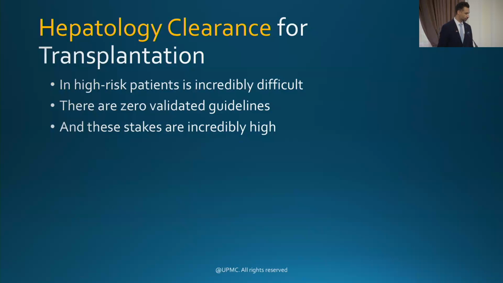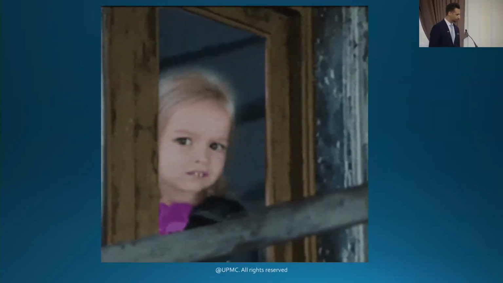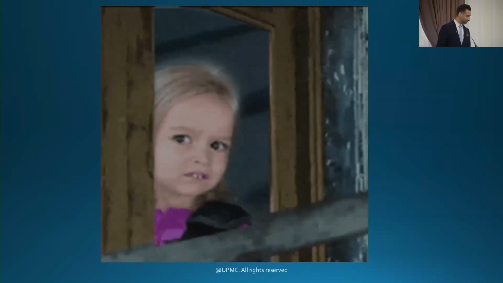I personally think this is the most difficult question we are asked as liver specialists. Data is limited. There are zero validated guidelines. There are differing opinions, and the stakes are obviously incredibly high. Nobody wants to be dealing with a failing liver following a heart transplant. This is the face I get every time I get asked by my cardiology or pulmonary colleagues to clear a patient for transplantation.